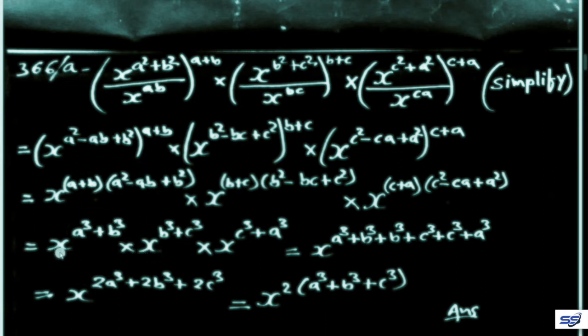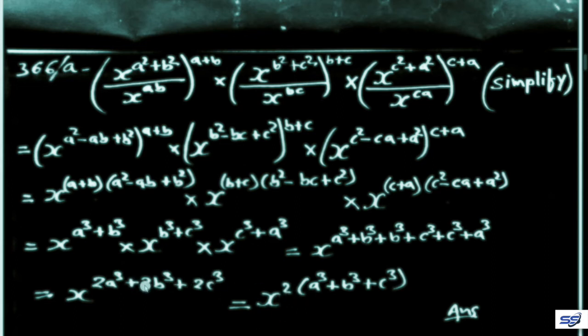Here we see that the base x is similar, so the powers of all shall be added: a cube plus b cube plus b cube plus c cube plus c cube plus a cube. All this addition equals x power 2a cube plus 2b cube plus 2c cube.